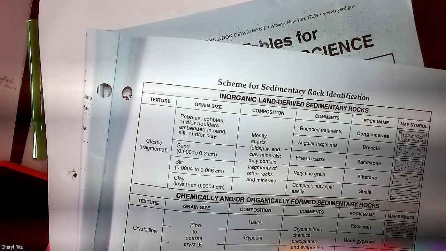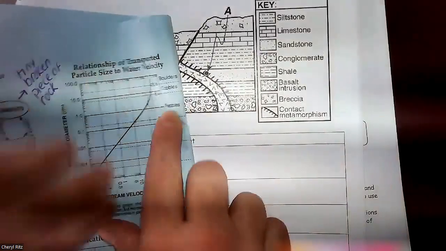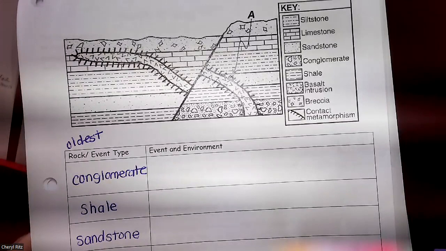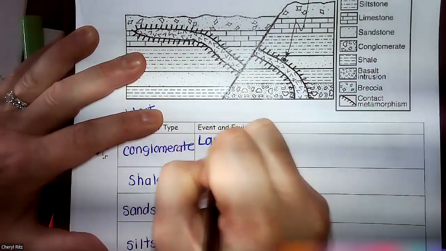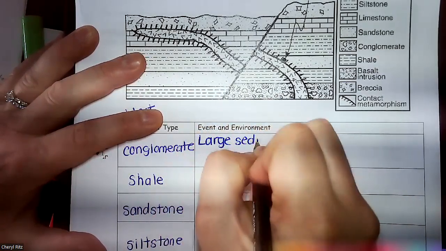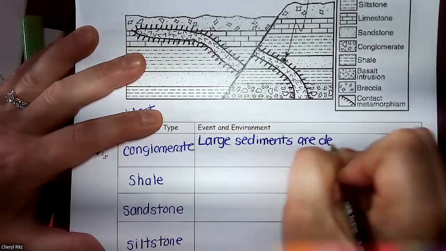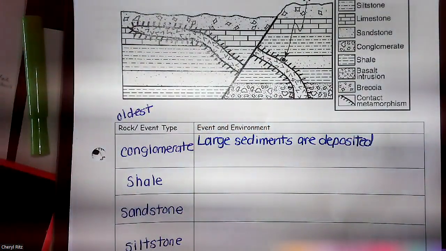How would you define pebbles, cobbles, and boulders as types of sediments? Small? Pebbles, cobbles, and boulders are the big ones, in case you forgot. They're the bigger sediments. So how you're going to word this is, conglomerate is made when large sediments are deposited, but then they want the environment.